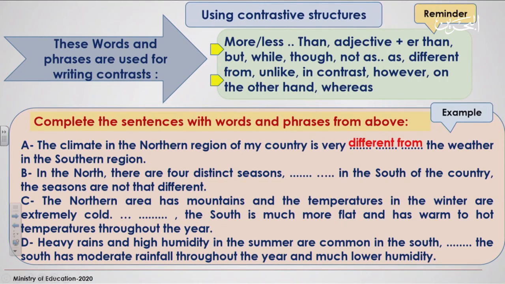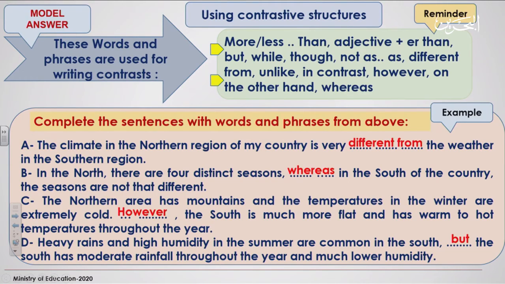Okay, I believe you're done. Let's check our answers together and read it together. The climate in the northern region of my country is very different from the weather in the southern region. In the north, there are 4 distinct seasons, whereas in the south of the country, the seasons are not that different. The northern area has mountains and the temperatures in the winter are extremely cold.